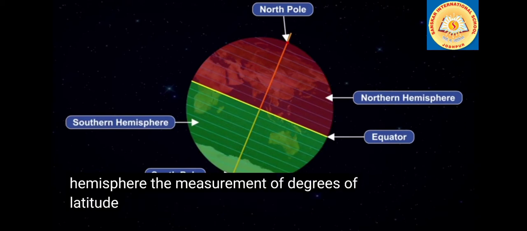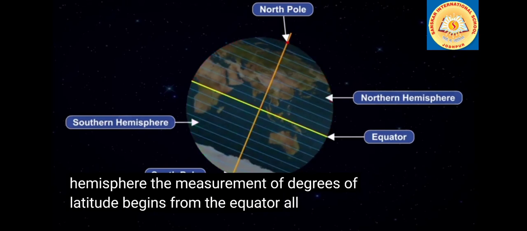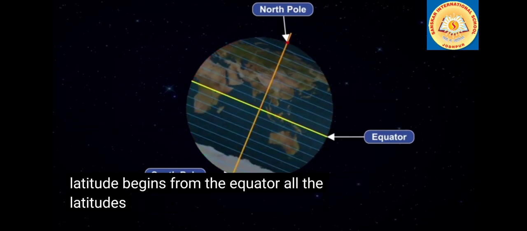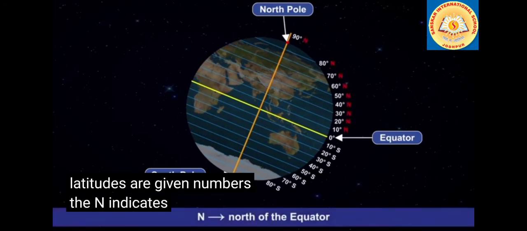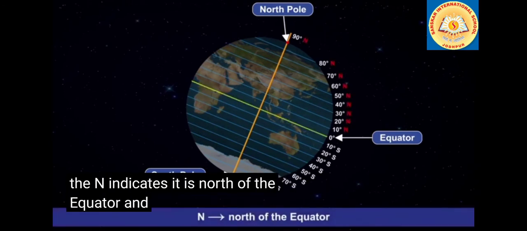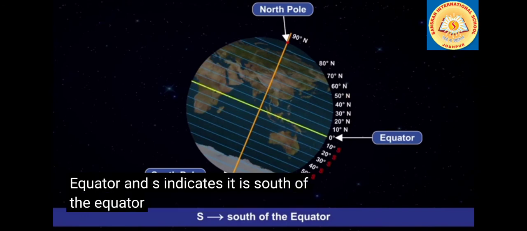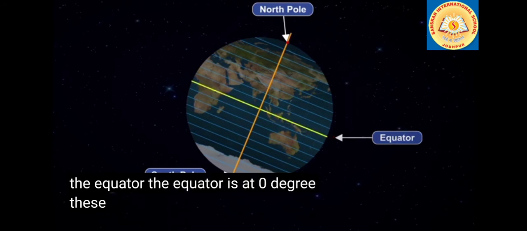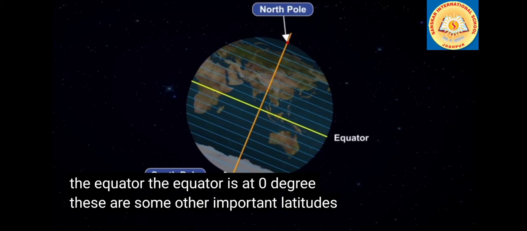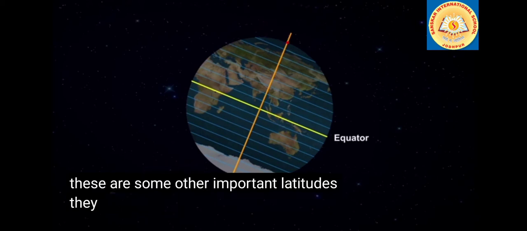The measurement of degrees of latitudes begins from the equator. All the latitudes are given numbers. The N indicates it is north of the equator and S indicates it is south of the equator. The equator is at 0 degrees. These are some other important latitudes.